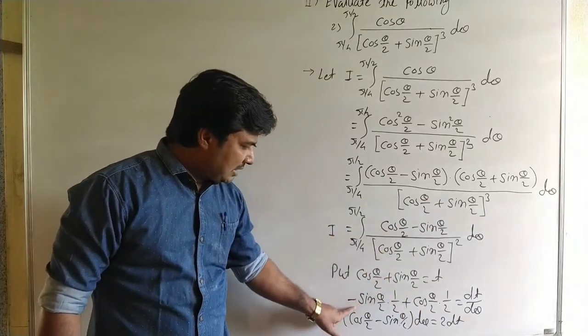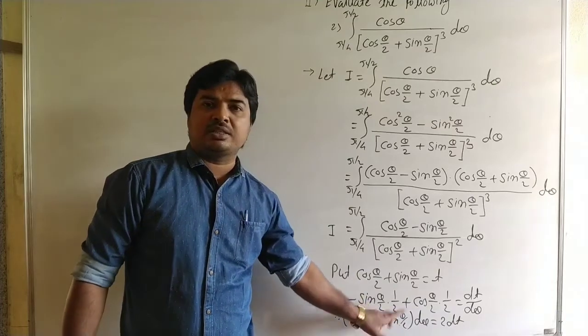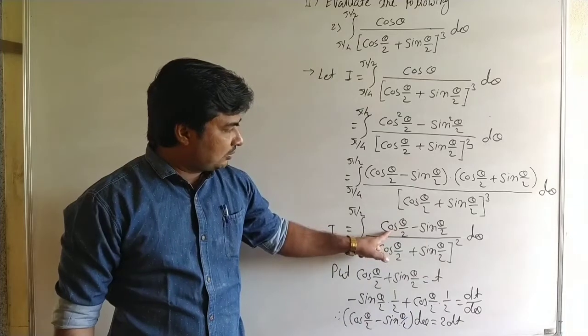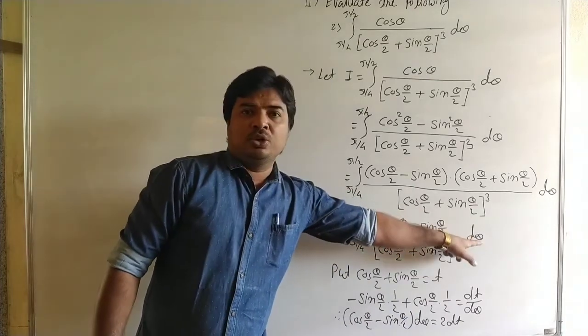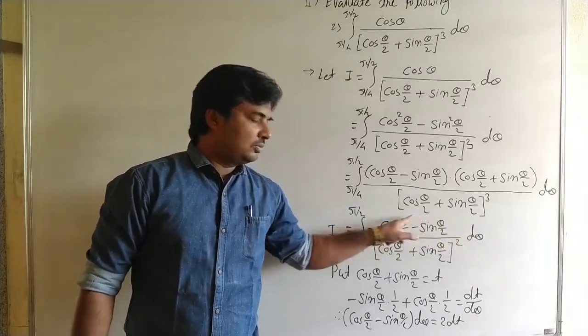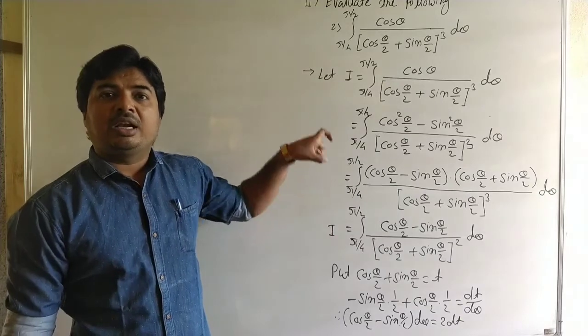Here it is a minus sin theta by 2 and it is a cos theta by 2. So we can write cos theta by 2 minus sin theta by 2 d theta, this term, we can write 2 dt of this term, and it is a t square, but it is a definite integral, and here we use the substitution.